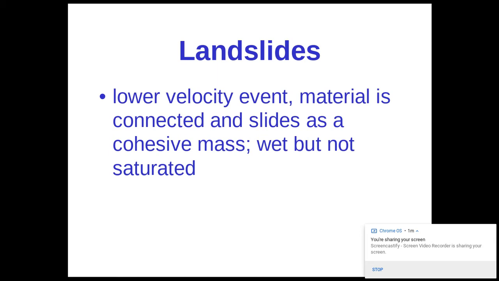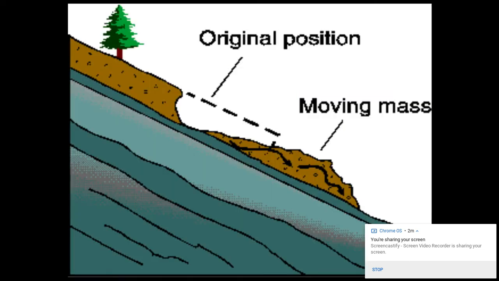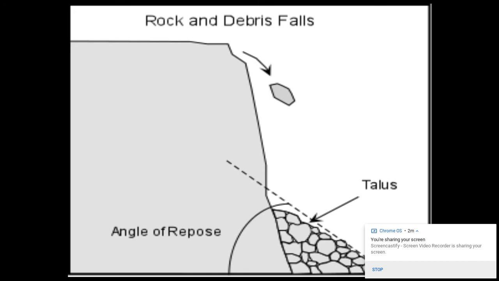Landslide, lower velocity event, material is connected and slides as a cohesive mass. So the rock slide comes down, they all kind of fall individually. Landslide is going to be closer together. Original position, shifts, and comes down together.